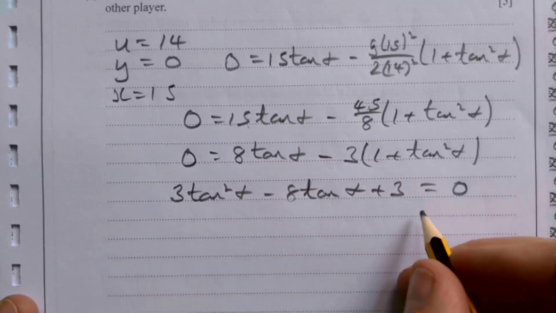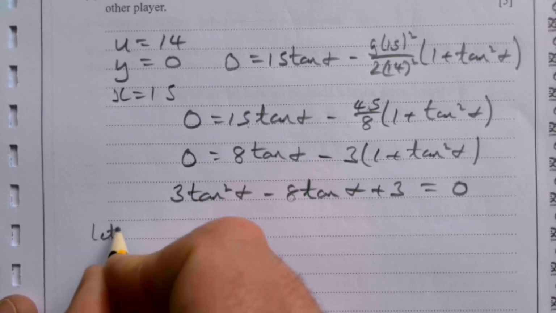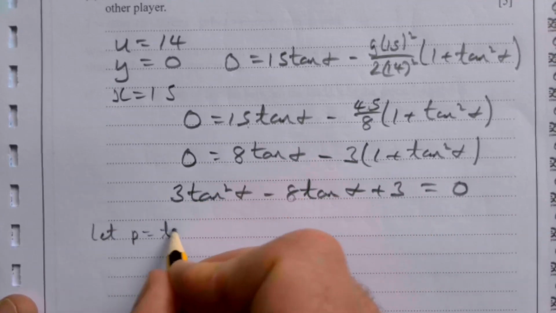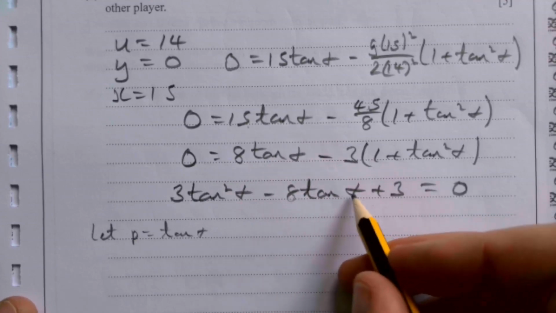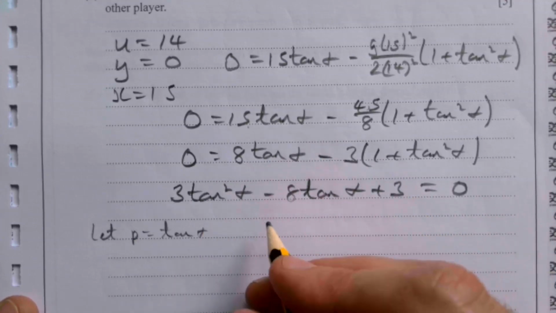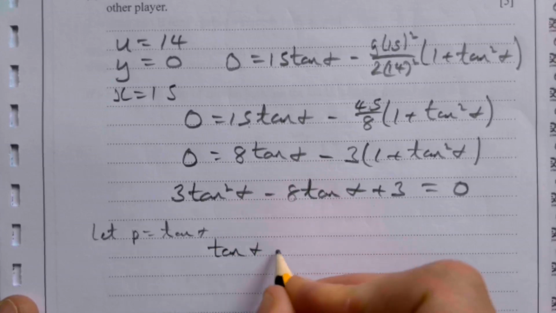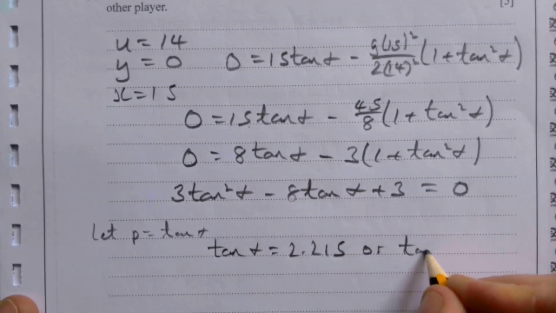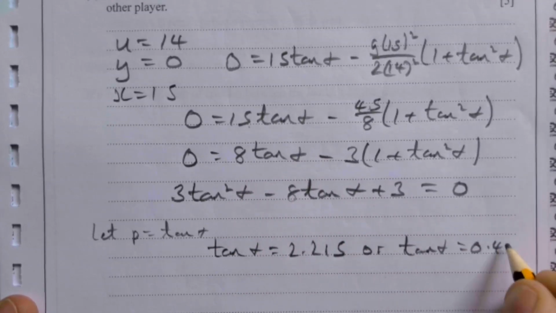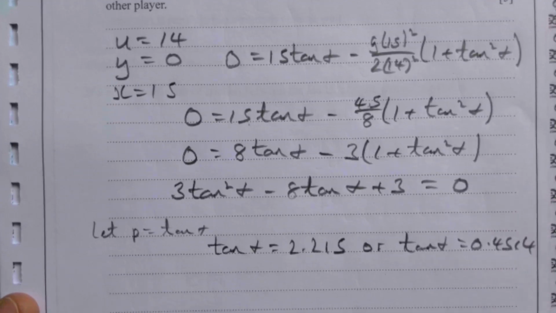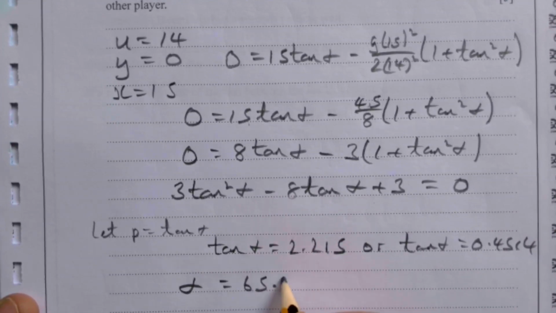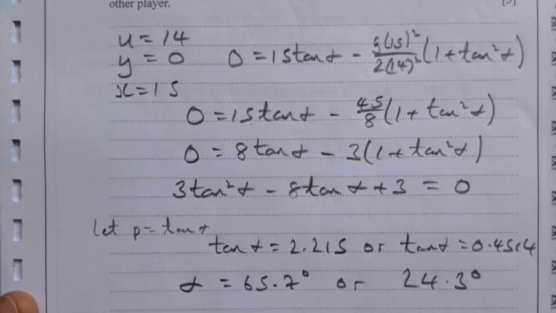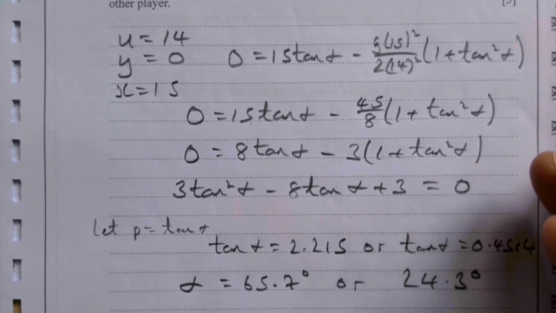If you're uncomfortable with that, you could pick a letter, say p equals tan alpha, and you have 3p squared minus 8p plus 3, and you can work it out like that. But either way, tan alpha is 2.215, or tan alpha is 0.4514. And if you do then shift tan to the minus 1, you get 65.7 degrees or 24.3 degrees. And those are the two possible angles of projection that we've been asked for.